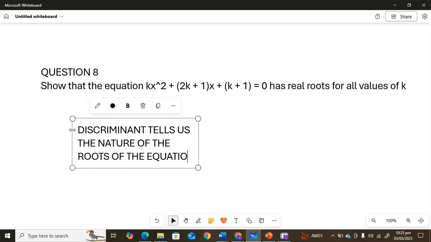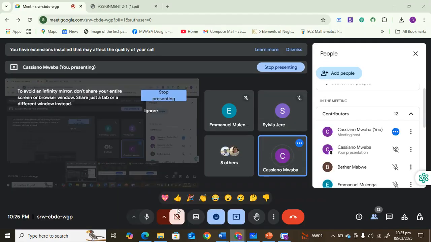Now, colleagues, when I say roots of the equation, it's just the x values. Remember, with a quadratic equation, you're going to get two x values. Even before you solve the quadratic equation, the discriminant will be able to tell you the nature of the roots, or the nature of the x values. When you hear roots, it's just the x values of the quadratic equation. So a discriminant tells us the nature of the x values of a quadratic equation. Are we okay with that, colleagues?